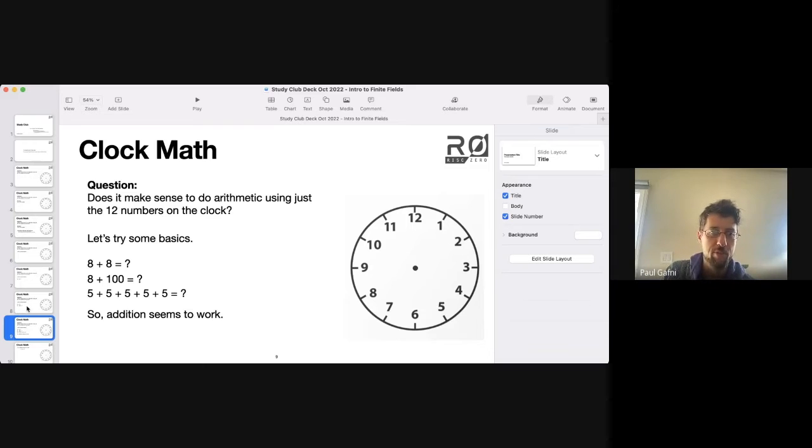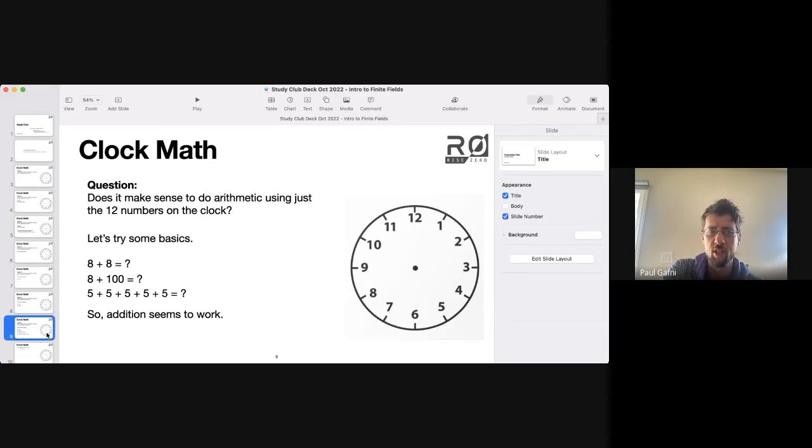5 plus 5 plus 5 plus 5 plus 5. Similarly, we could just start at 5 and start counting. In particular, 5 plus 5 plus 5 plus 5 plus 5 gives me 25, which ends up equaling 1.